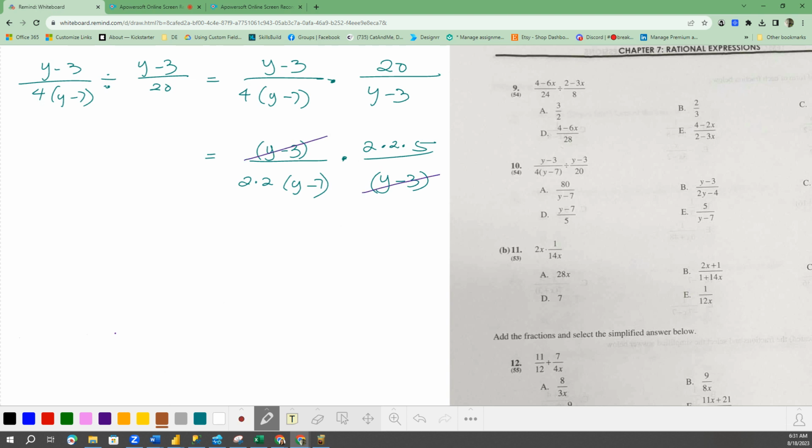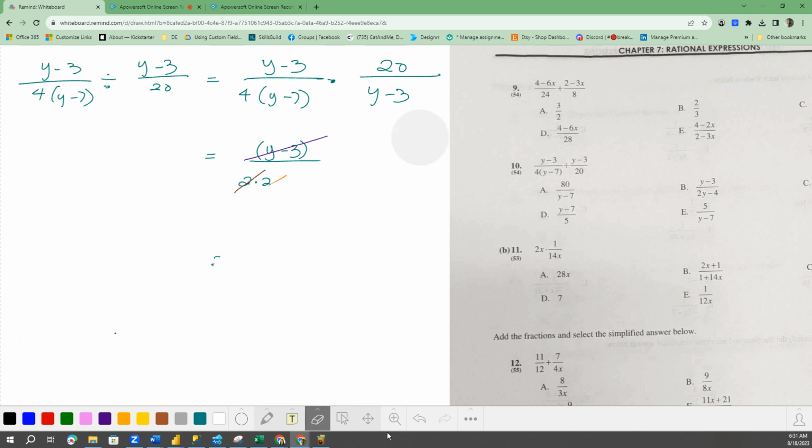Next, you have a 2. This 2 can be canceled out with that 2. And then that 2 can be canceled out with that 2. Is there anything else? You have only 5 left on top and there's no 5 in the denominator. So therefore, you're done with cancellation. You only have 5 over y minus 7 left.